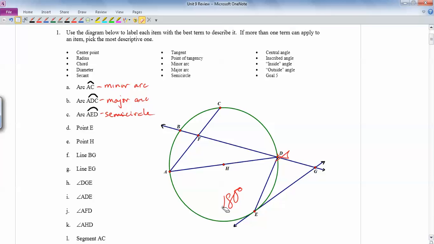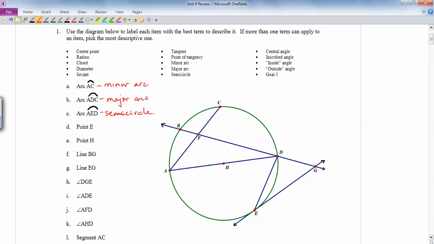So that'll be a semicircle. Let's see, point E. Where's point E? Here's E. Notice that there's this tangent right here. So point E is going to be the point of tangency. H is right in the center of our circle, so that's the center point. Line BG. Where's BG?